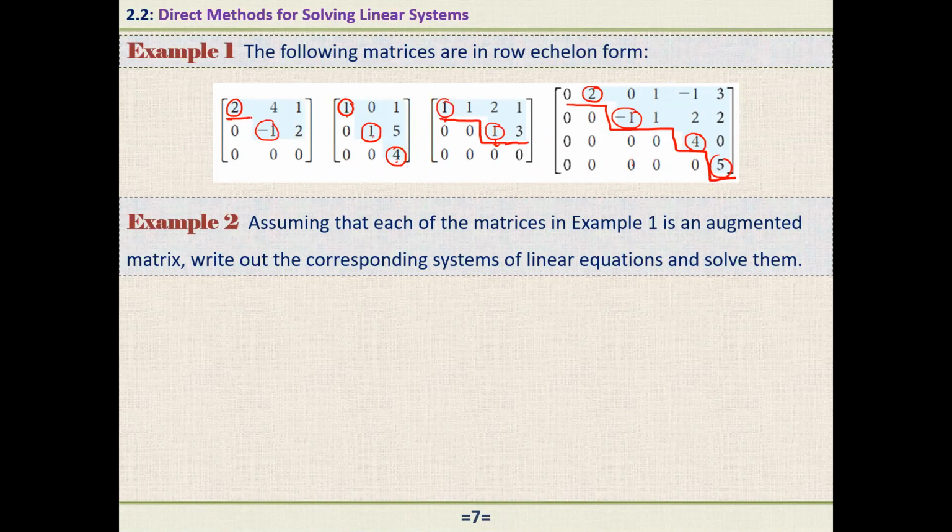And how about here, it is something like this, right? How about here, it is something like this. So the pattern looks like a staircase. That's why it's called row echelon form.